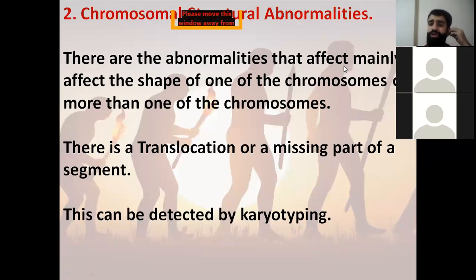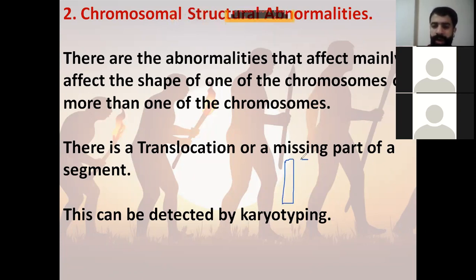Chromosomal structural abnormality. Pay attention here. These are abnormalities that affect the shape of one of the chromosomes more than the other. So it affects the shape of one of the chromosomes. So there is a translocation or a missing part of a chromosome. This can be detected by karyotyping. What's the meaning of translocation or a missing part? For example, if I have chromosome number 21, and the second chromosome number 21, they should be approximately the same. They have the same length.